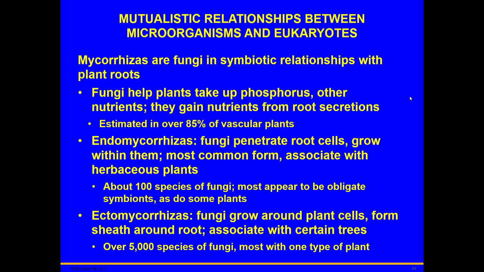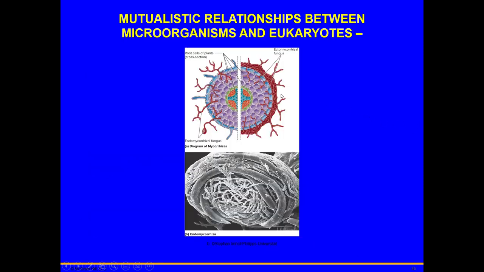Now, ectomycorrhizas, ecto outside, the fungi grow around the plant cells. And what I'm talking about is the root cells. They form a sheath around the root, and associate with certain trees. There's over 5,000 species of fungi, and most of them associate with one type of plant only. Okay? So what you have here, if you can see this diagram, is a split.